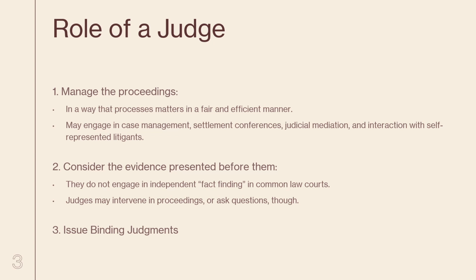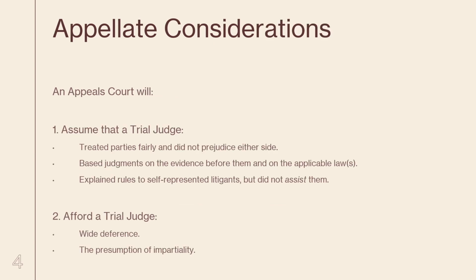Second, a judge is expected to consider the evidence presented before them and come to decisions based on this evidence. In common law courts such as Ontario, a judge does not engage in any sort of independent fact-finding mission. However, a judge may intervene in proceedings. They may ask questions. They're not expected to be passive or silent. For example, they can speak up and ask a question to seek clarification. And third, judges issue judgments that are final and binding on parties, subject to appeal.